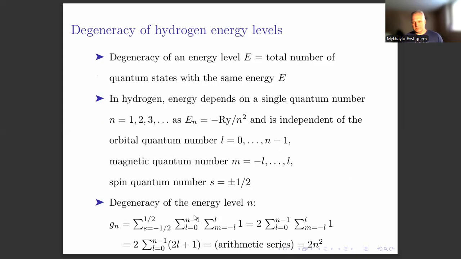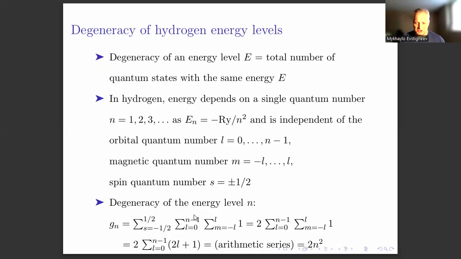And here is the final slide about degeneracy. I would like to give you another example of degeneracy. This is the degeneracy of hydrogen energy levels. I said before that degeneracy is a situation when several quantum states, more than one quantum state, have the same energy. So a particular energy level has the same energy, but many different, more than one, quantum states that belong to that energy level.